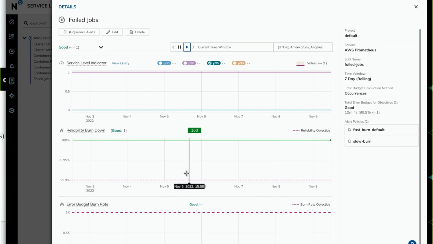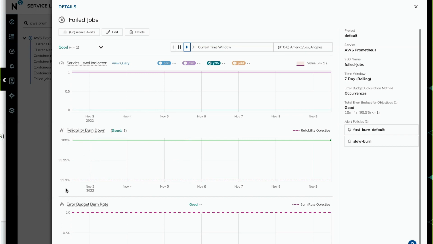So, Ian, I remember reading in the SLO book that error budgets are meant to be spent. This one's kind of flat right now. Is there anything the team would do to try to burn some error budget? Any experimentations that they would want to do here?